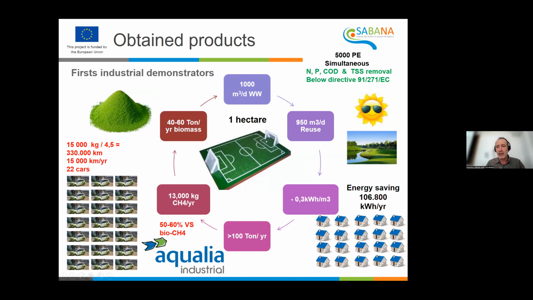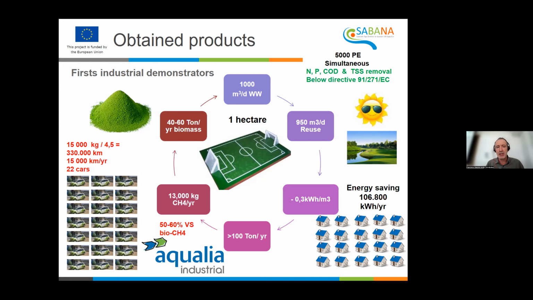In only 1 hectare, it is possible to treat the wastewater produced by a municipality of 5,000 equivalent persons. More or less, the flow is in the range of 1,000 cubic meters per day. Then, in addition to reuse, to recover water for other uses such as agriculture or golf fields, the technology is able to greatly reduce the energy consumption of conventional technologies, and to produce a large amount of biomass suitable to be used for biogas production, for biomethane useful for cars, and also to produce biomass as fertilizers.